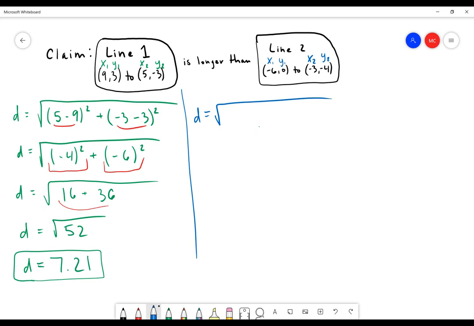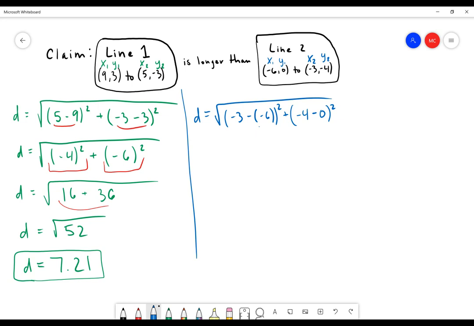This is d is equal to square root of y2, which is negative 4, minus y1. Oh, let's back up. x2 minus x1, which is negative 3 minus negative 6, this whole thing squared, plus y2 minus y1. Y2 is negative 4. Y1 is 0. And I'm squaring the whole thing.